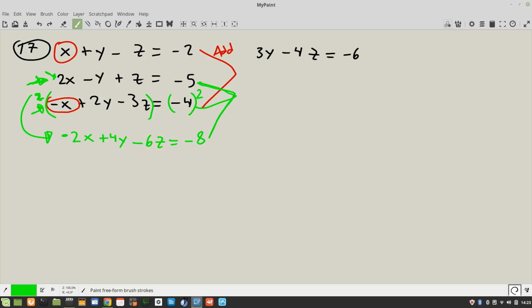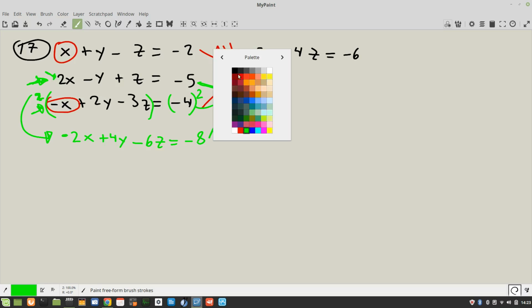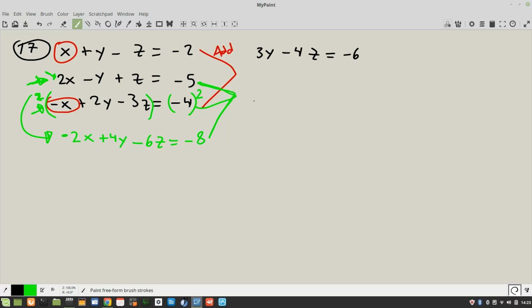Now we're able to combine them. So we're gonna get, okay, 2x minus 2x. These two are gonna cancel out. So that one's gonna be 0, and then negative y plus 4y is gonna be 3y, and then z minus 6z is gonna be negative 5z, equal to negative 5 minus 8, which is going to be negative 13.